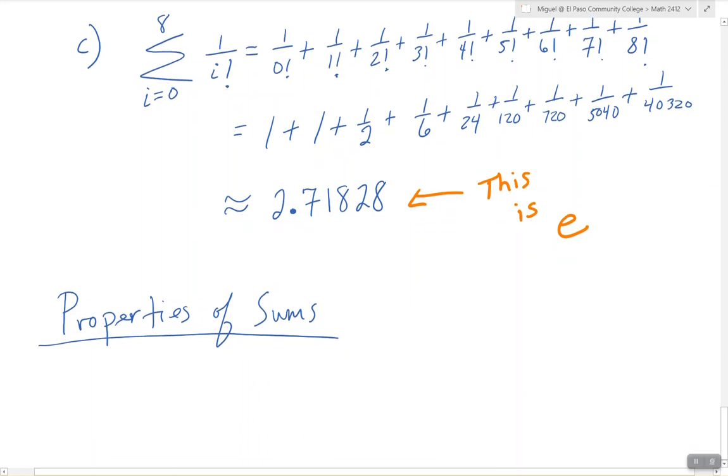So these sums so far have been pretty straightforward, right? Nothing too complicated in order to find all the different terms. But what are some properties of sums that we can use when they do get a little more complicated, a little more involved?